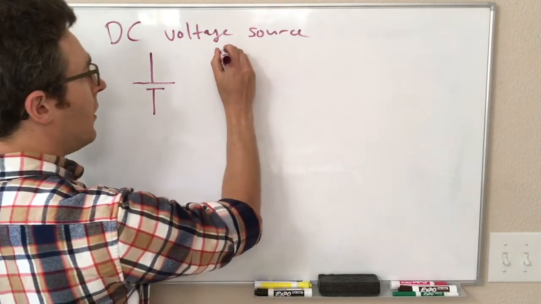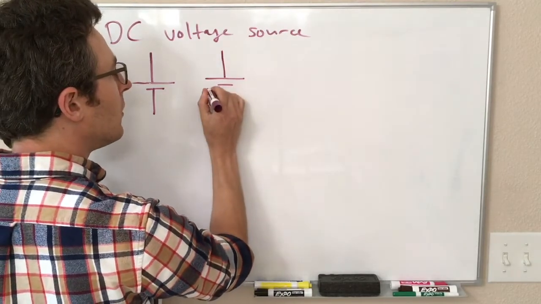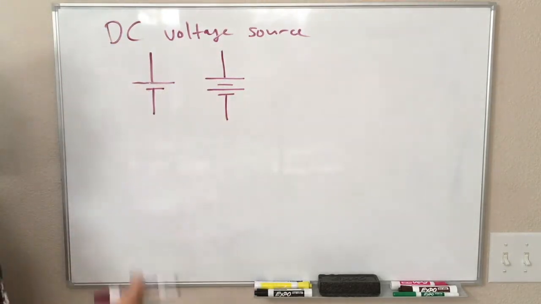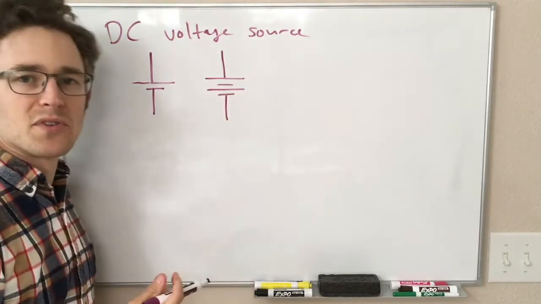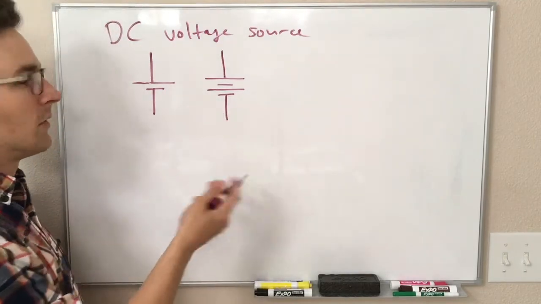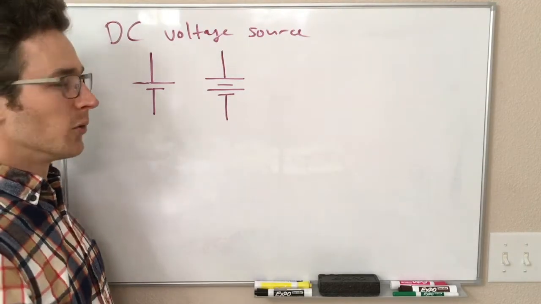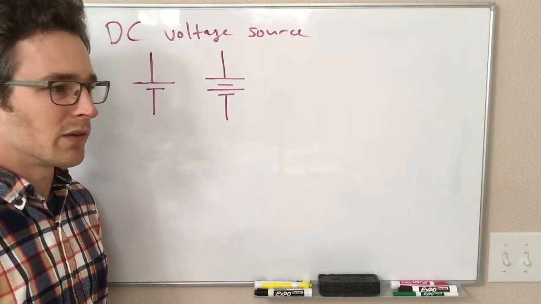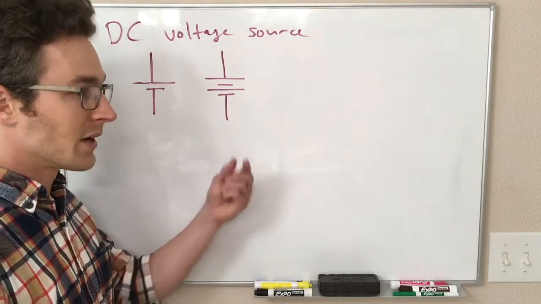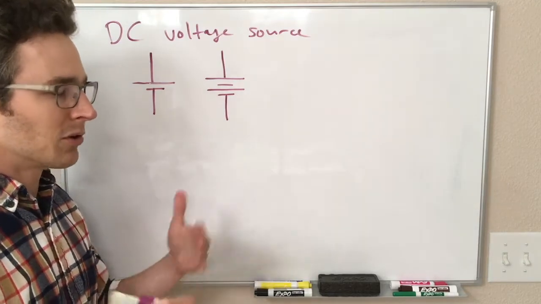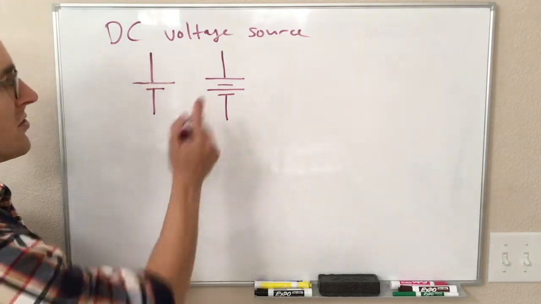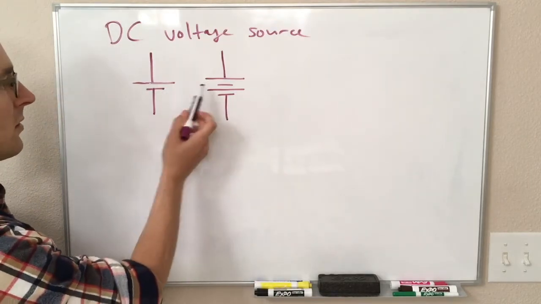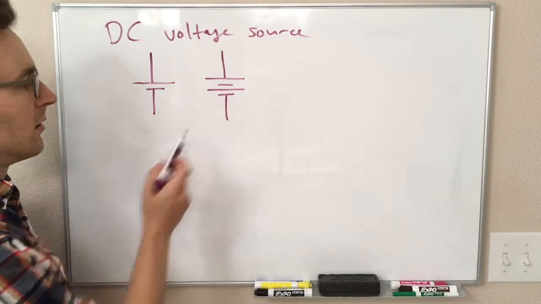We also see this symbol, which is very similar to the left one, but the long short is repeated. This is meant to represent a battery. Sometimes it is just used for a generic DC voltage source also. The idea of the battery here is that it's showing that you have multiple voltaic cells, the chemical components of a battery, multiple of those in series, creating this potential difference. Otherwise it looks exactly the same as this, long side positive, short side negative.